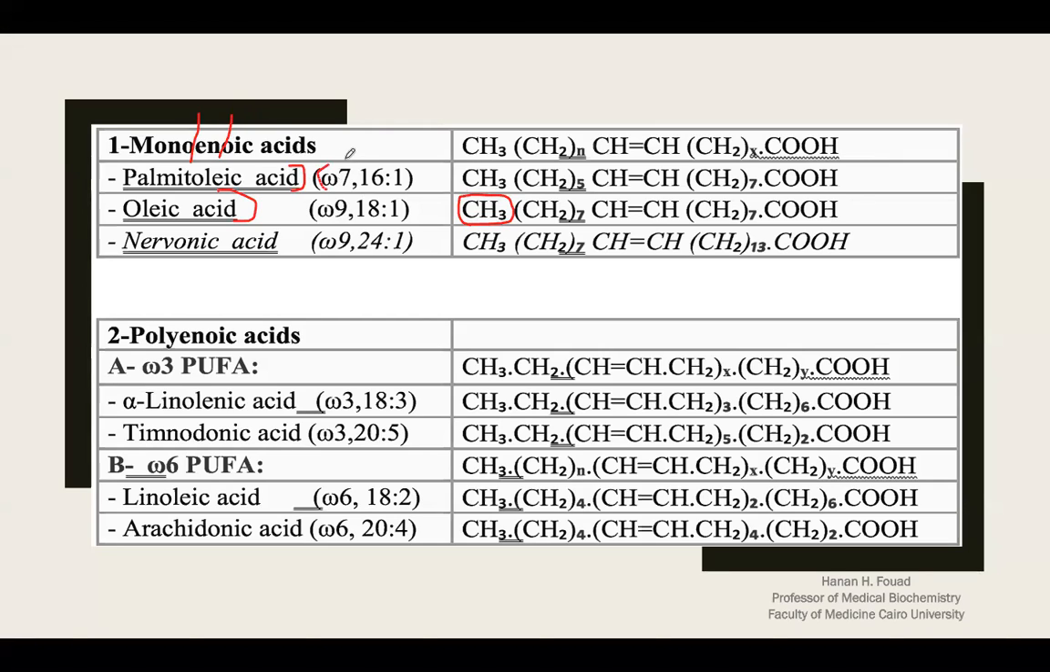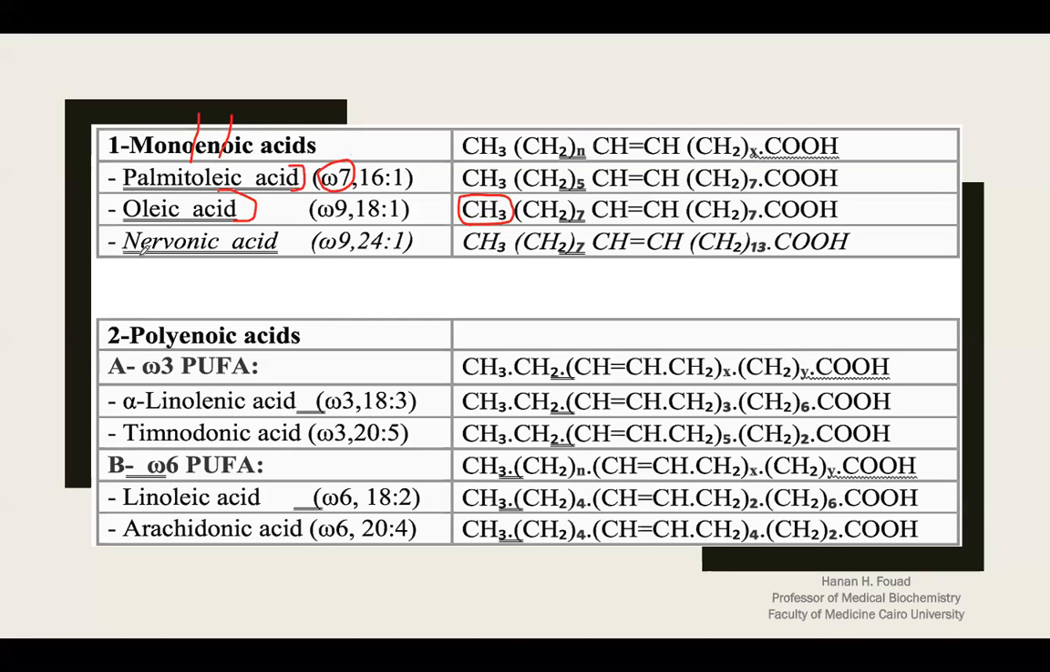omega-7. If you count carbon atoms from the left side, from the methyl group, the double bond will be present between carbon number 7 and carbon number 8. You don't have to know Nirvanic. It's enough to know oleic and palmitoleic, okay?